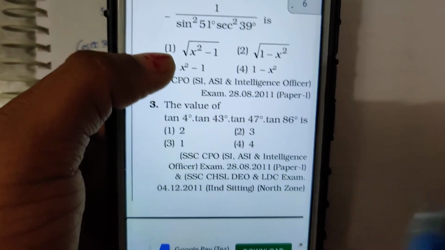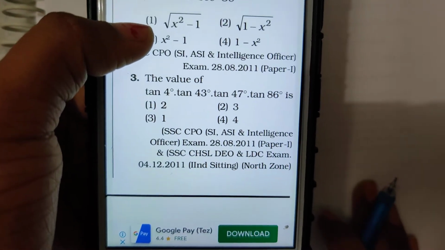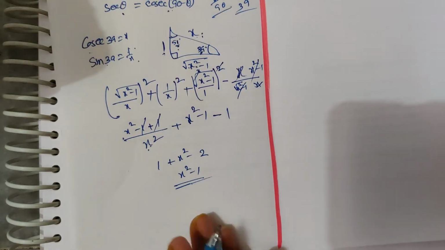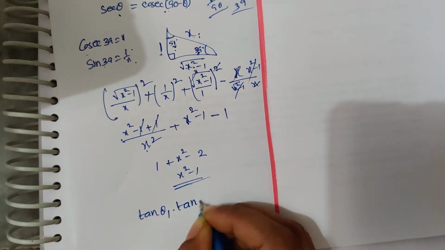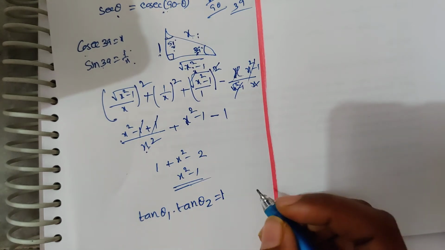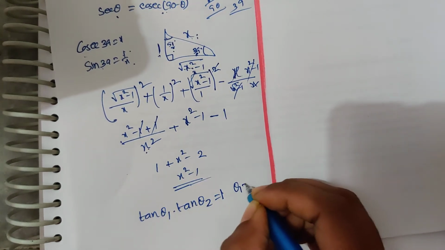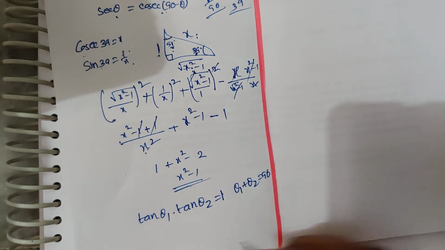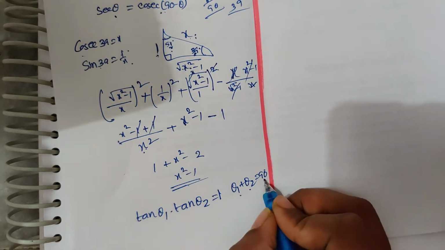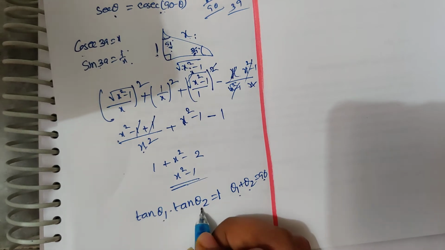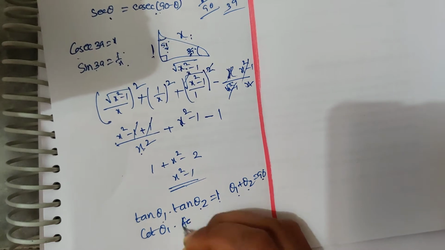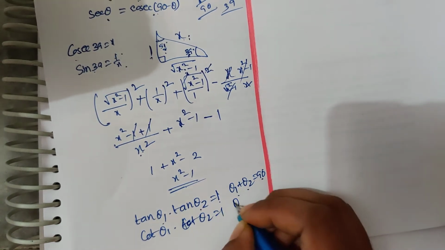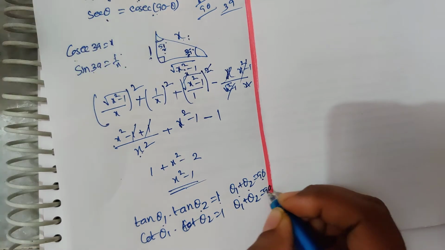Next, going to the third question. Before going to this question, you have to get some basics. If tan theta 1 into tan theta 2 is equal to 1, then theta 1 plus theta 2 is 90 degrees, and vice versa. If theta 1 plus theta 2 is 90 degrees, then tan theta 1 into tan theta 2 is equal to 1. Similarly, cot theta 1 into cot theta 2 is equal to 1 if theta 1 plus theta 2 is 90.